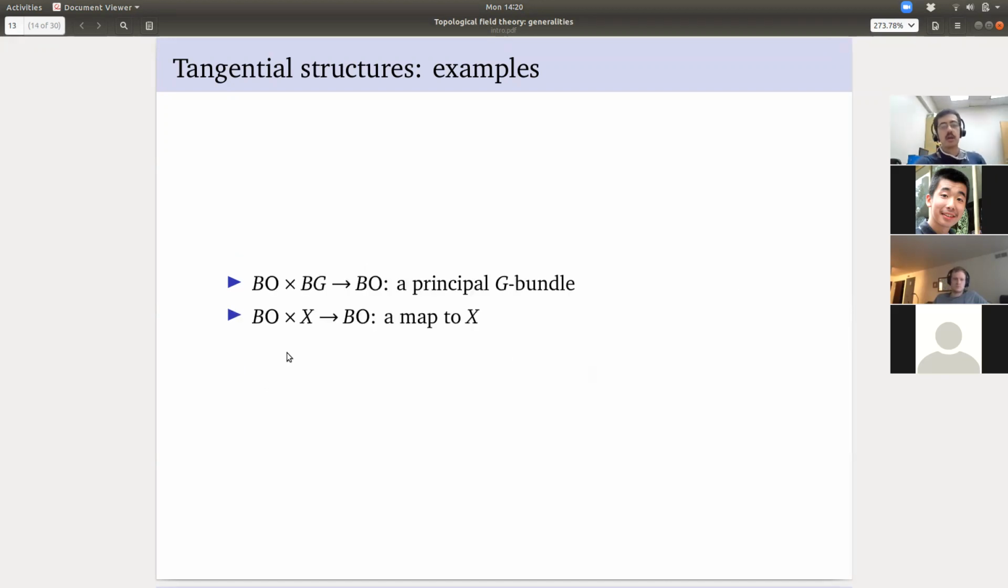More examples, good. These have a slightly different flavor. One thing I could do is take BO cross BG, where G is some other group and BG is its classifying space, and just project down onto the first factor. In this case, a Xi structure is equivalent to a map to BG. You know what has to happen on BO, because that part is determined as we have to restrict to the tangent bundle. And a map to BG is equivalent data to a principal G bundle. So this tangential structure gives you principal G bundles. And then more generally, BO cross X as a tangential structure encodes a map to X. And so equivalence classes would be homotopy classes of maps to X.